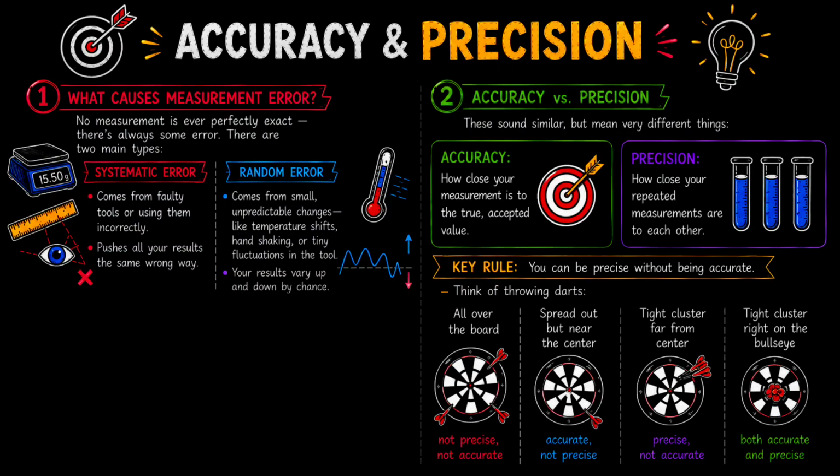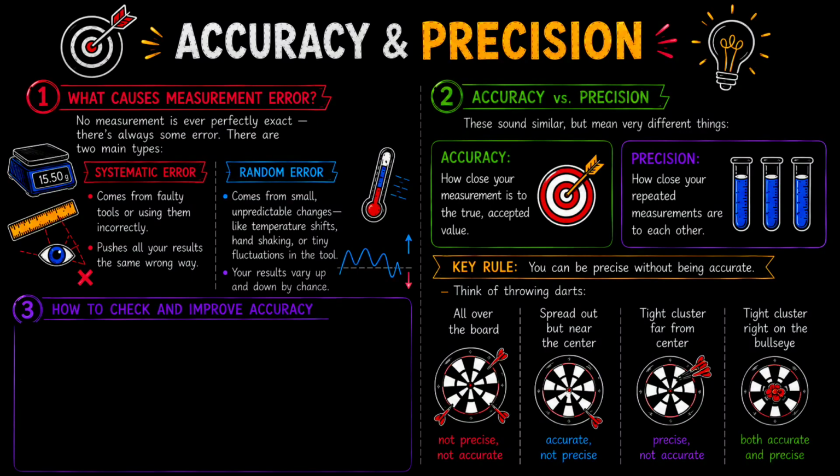Think of throwing darts. All over the board, not precise, not accurate. Spread out but near the center, accurate, not precise. Tight cluster far from center, precise, not accurate. Tight cluster right on the bullseye, both accurate and precise.